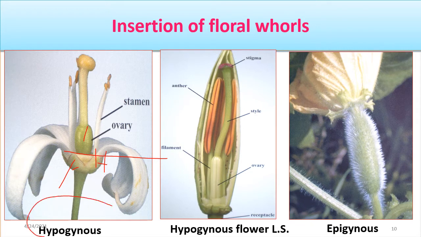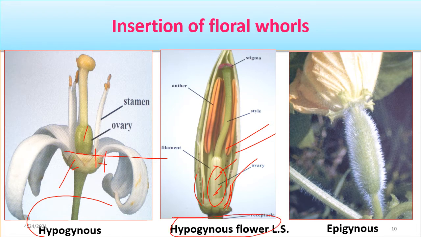If you look similarly here, these floral whorls, androecium you can see, petals you can see, the ovary is there, and this ovary is superior in position because below the ovary these are present, and that is again a hypogynous flower.